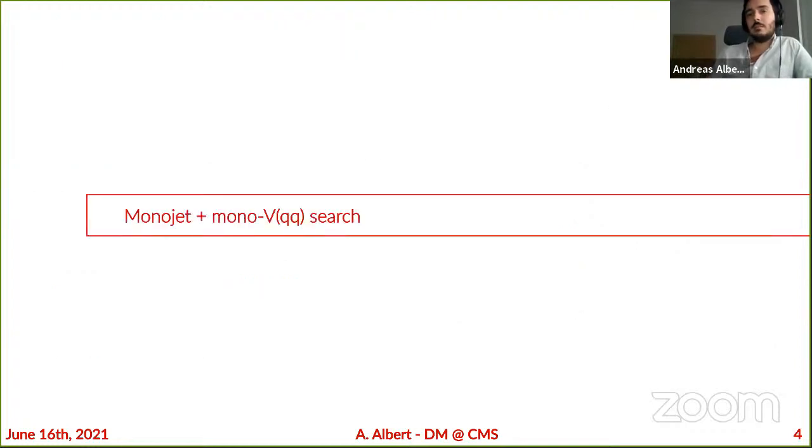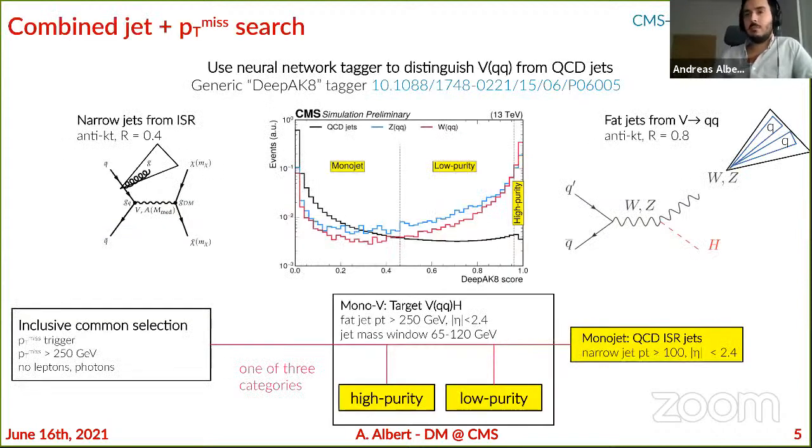I'm going to start by talking about a first result that just came out last week, so it's very fresh, a monojet mono-V search. If you're not familiar with this jargon, what this really just means is that we do a combined search in hadronic final state. So we look at jets plus high transverse momentum imbalance. And here we do a combined search that really aims to target different things at the same time.